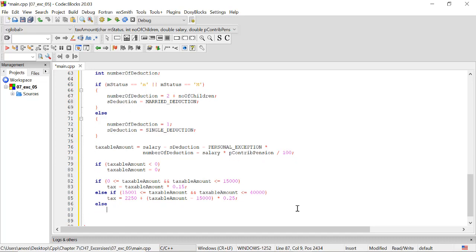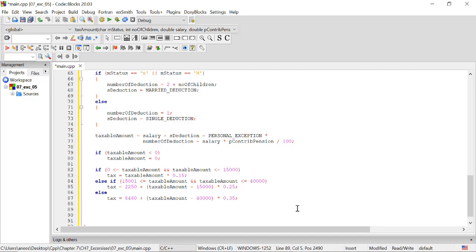Else, the tax is equal to 8,460 plus the taxable amount minus 40,000 times 0.35. And then once we are done, we return the tax.